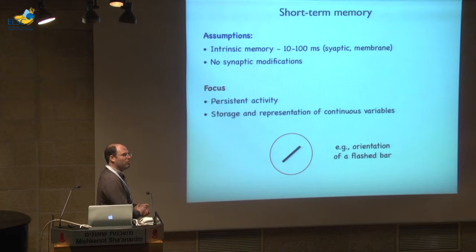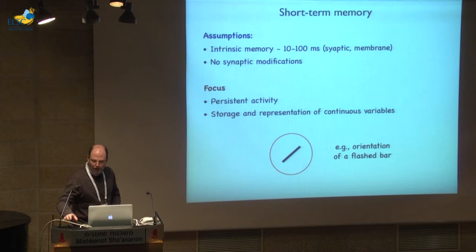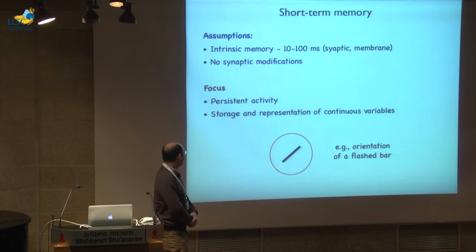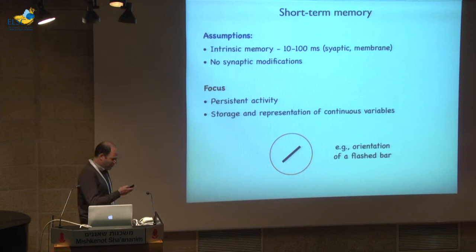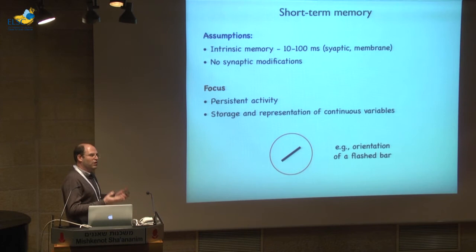I'm going to focus on networks that maintain short-term memory through persistent activity and that represent and maintain memory of continuous variables. What do I mean by that? You can imagine, for example, that I'm showing you an oriented bar, then I remove it, and after a while I show you another bar, and I ask you whether the second bar is rotated clockwise or anticlockwise relative to the first bar. So to perform this task, you need to represent in your brain a memory of the orientation of the bar.